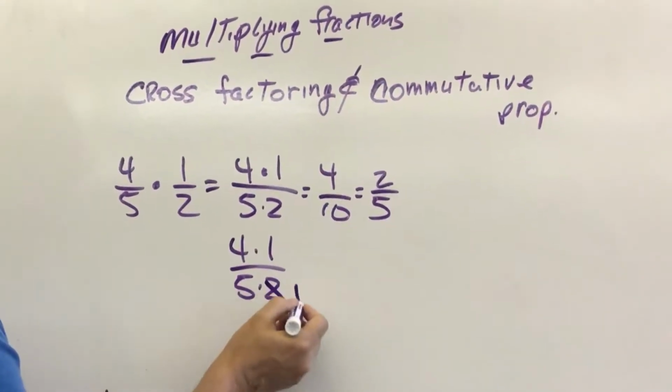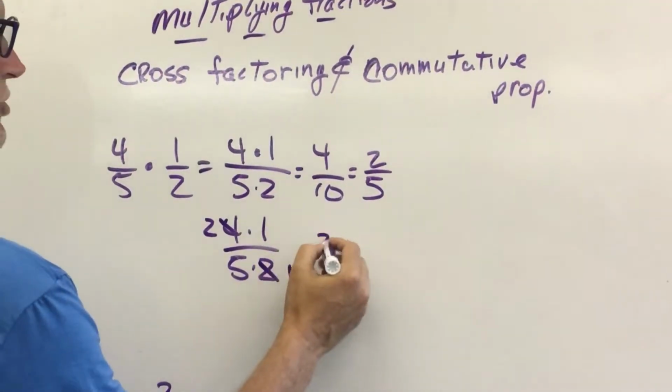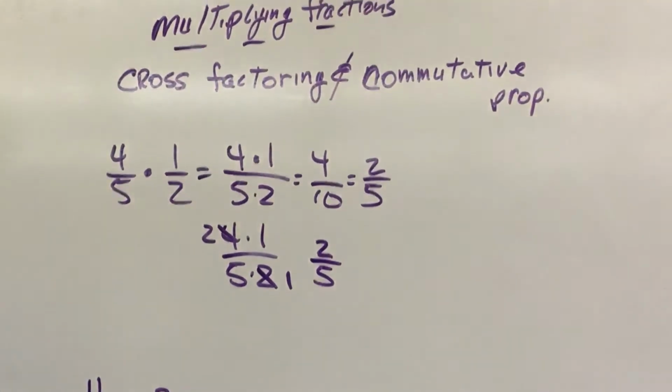So 2 divided by 2 is 1. 4 divided by 2 is 2. So 2 times 1 is 2. And 5 times 1 is 5. So we end up with 2/5.